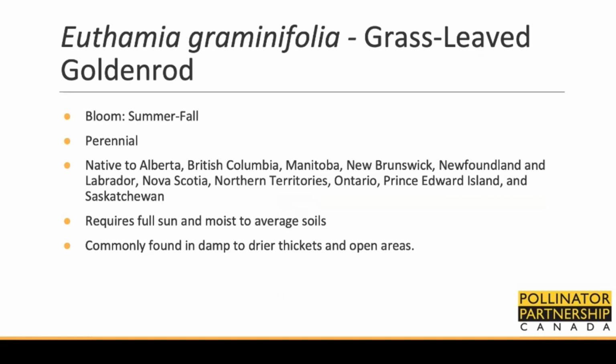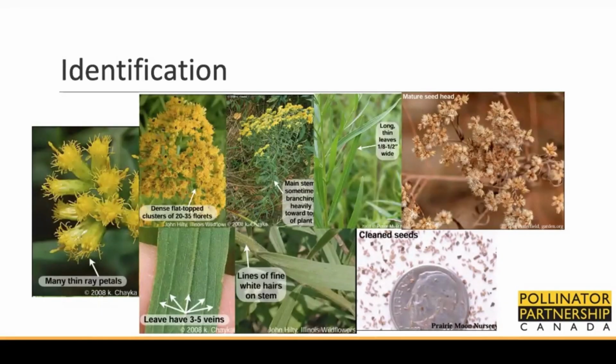Goldenrods can be found throughout Canada, and this species is no different. It really just needs sun and some open areas. I mentioned that this plant can be a bit hard to identify, and that's because of its long, slender leaves that may resemble grass when it's younger.